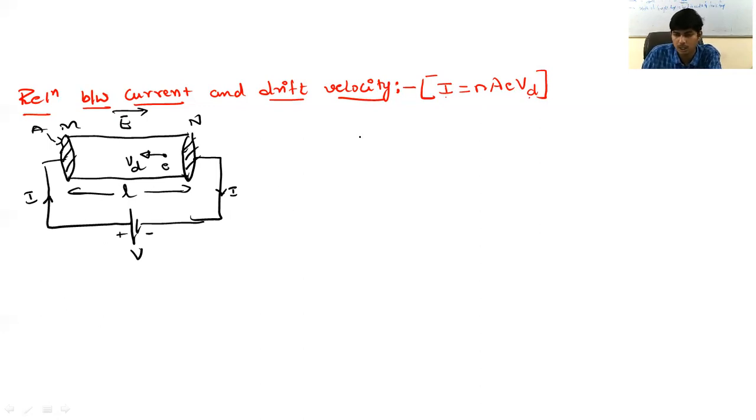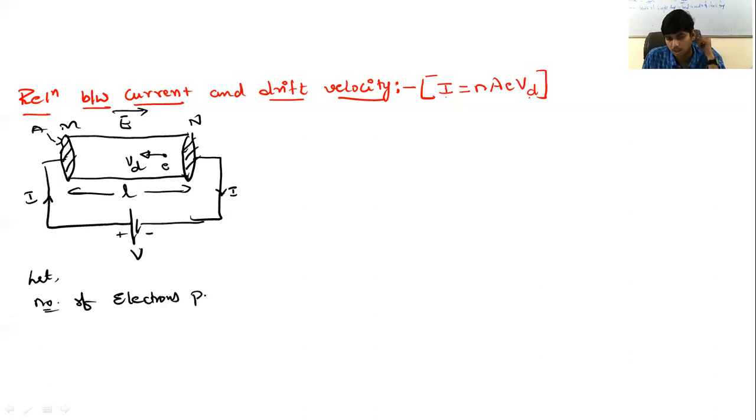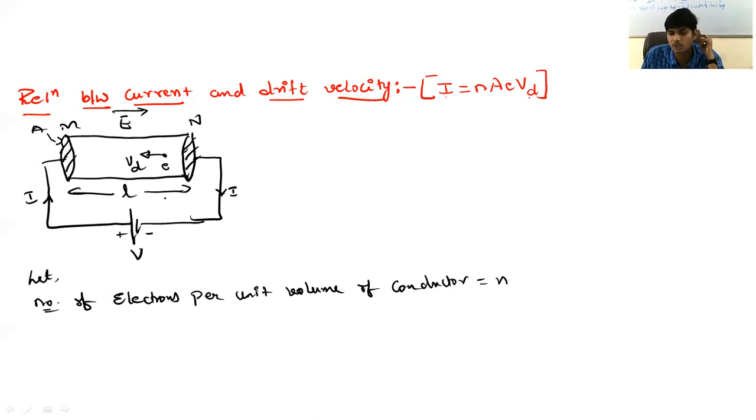Once you have done this, in order to obtain a relationship between current and drift velocity, we'll first write: let the number of electrons per unit volume of conductor be equal to n. This means we are supposing there are n electrons in 1 meter cube of this conductor. In every 1 meter cube volume of this conductor, we are supposing that there are n electrons.